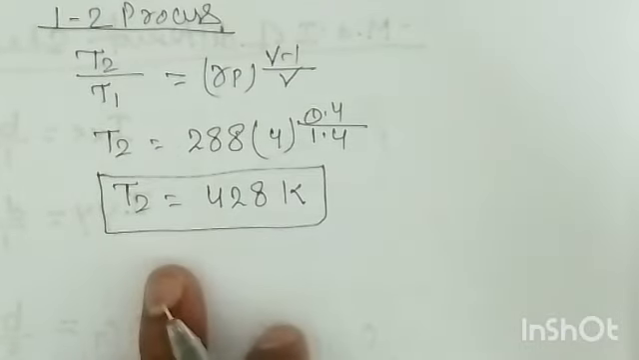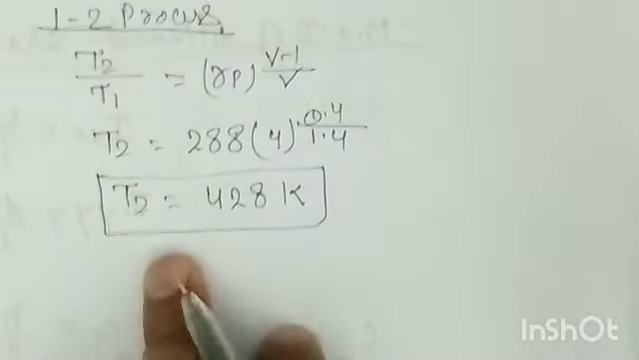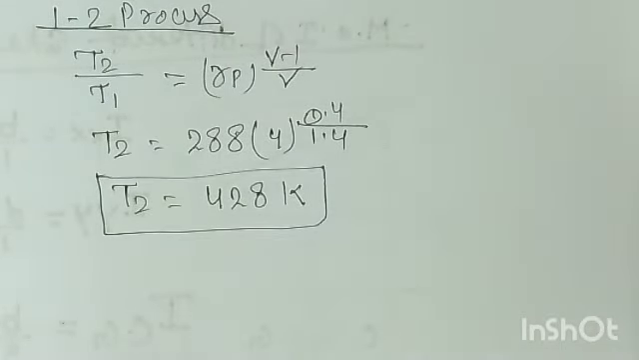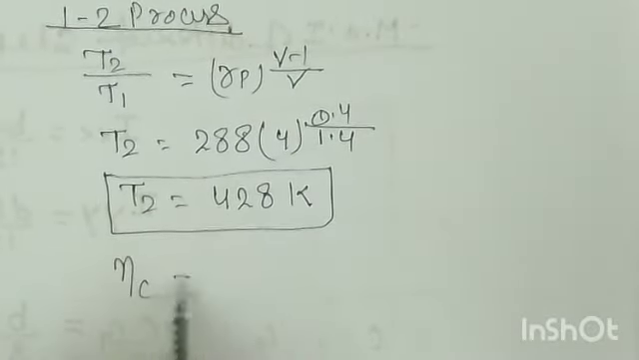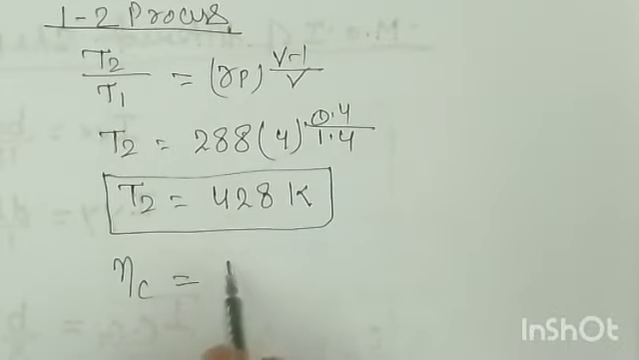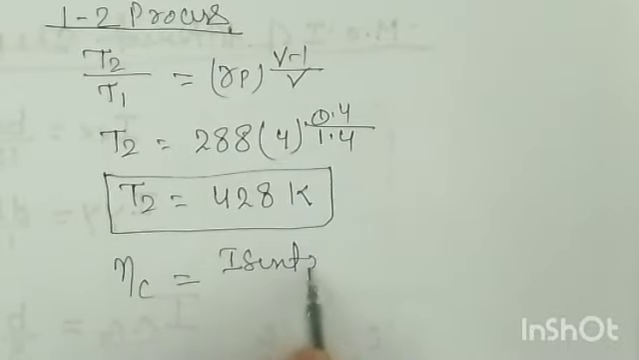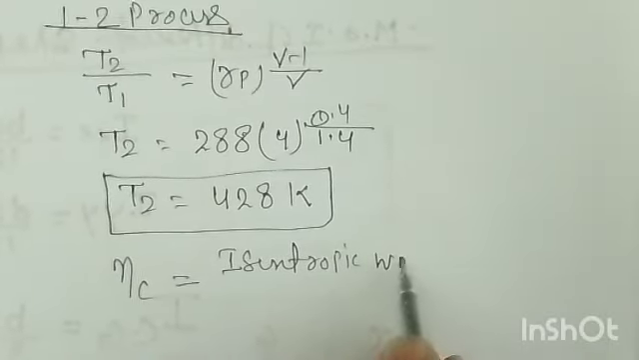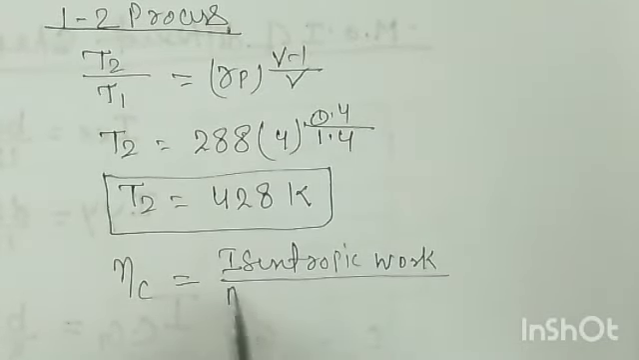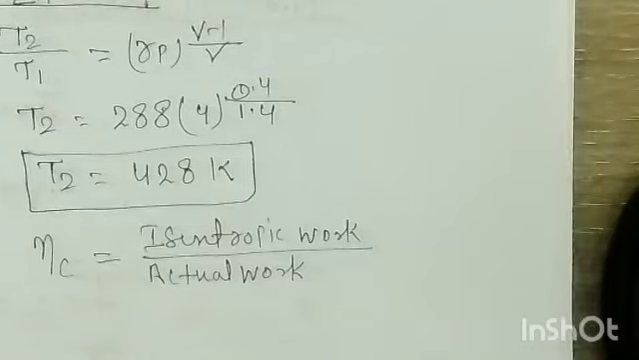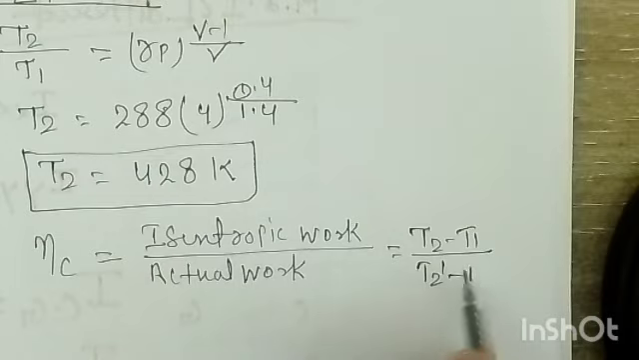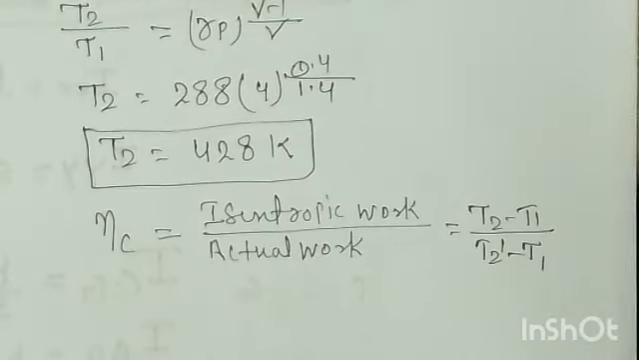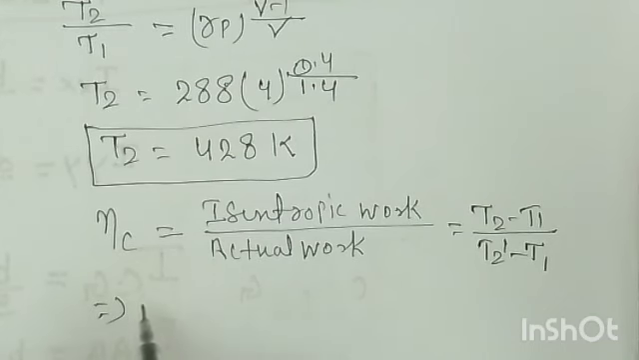Right? Now we need to find out the actual temperature at the end of the compression. For finding the actual temperature, we will use the isentropic efficiency, that is nothing but the compressor efficiency. So you know that compressor efficiency eta C is equal to what? That is isentropic work by actual work. So isentropic means T2 minus T1 by T2 dash minus T1, right? So now the compressor efficiency is given as 85%.